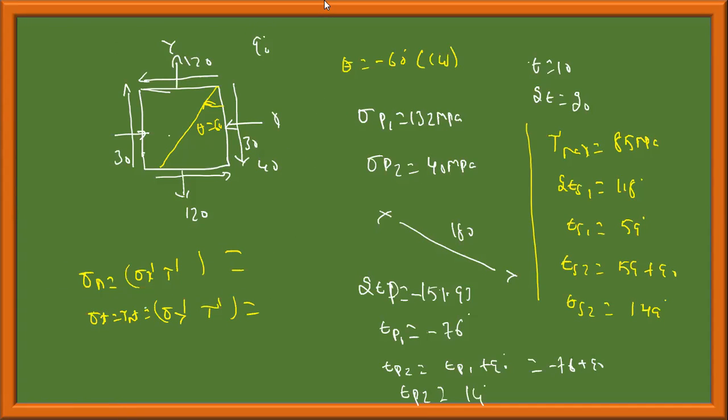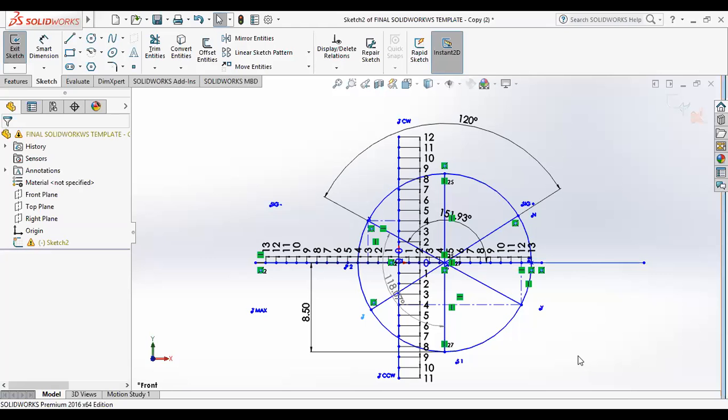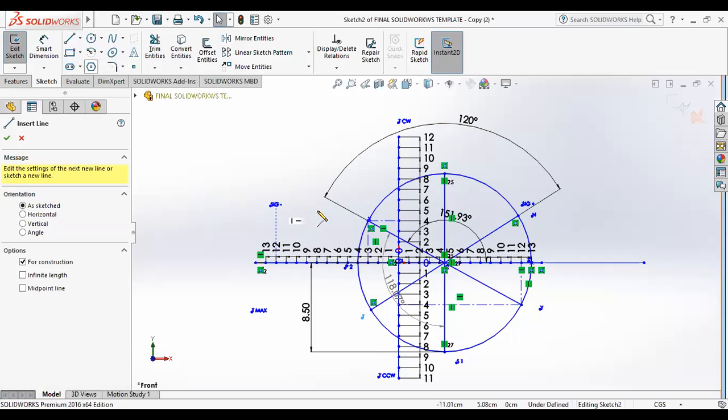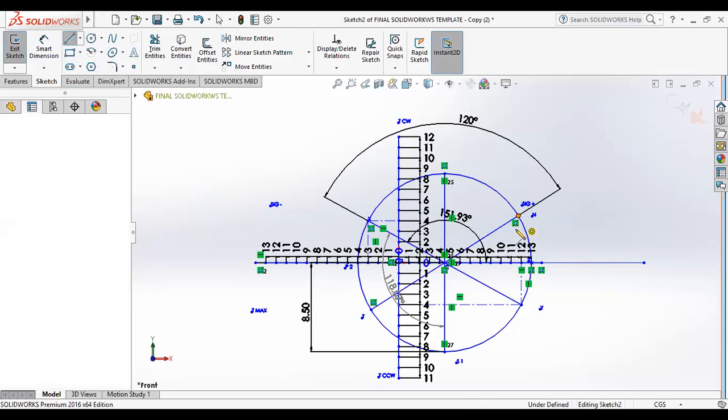For that, this is your n, this is your tangential. At the n phase you'll get sigma x dash and tau dash. At the t phase you'll get sigma y dash and tau dash. Tau dash remains the same, x dash and y dash will change. So how to measure it? Draw a center line from this point.